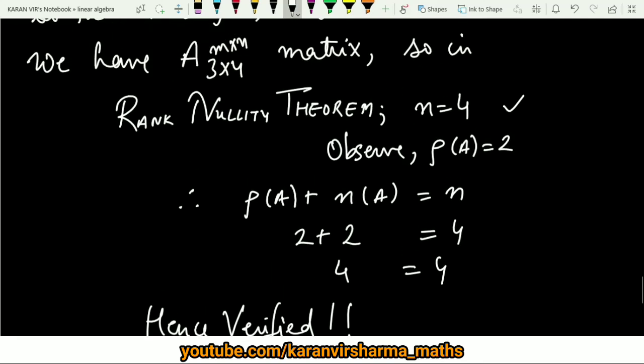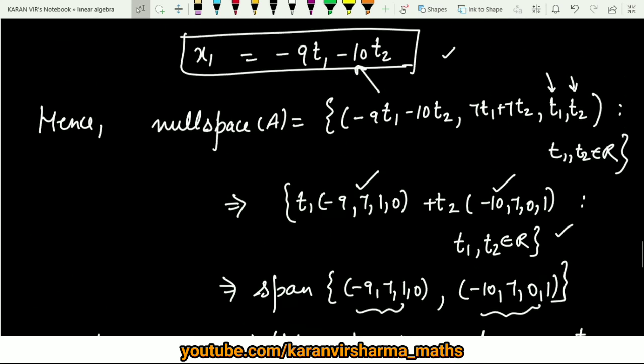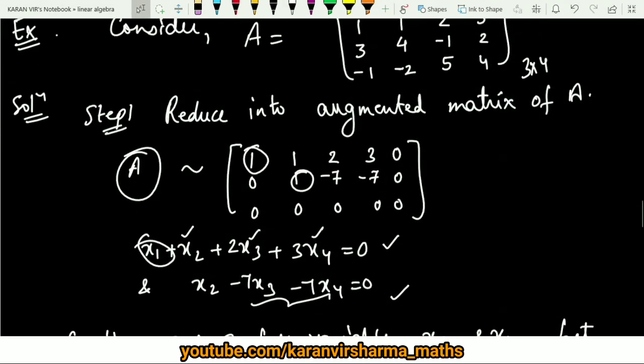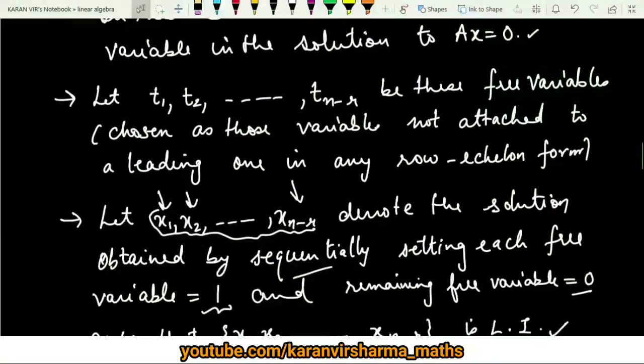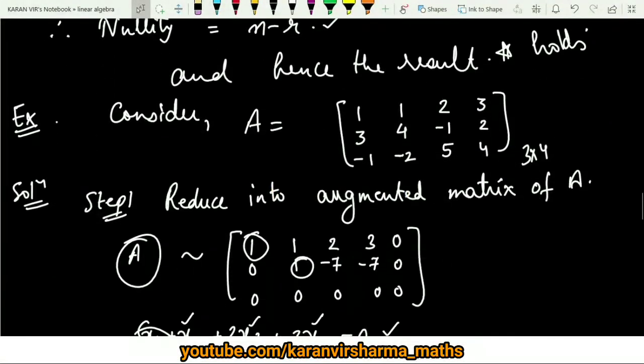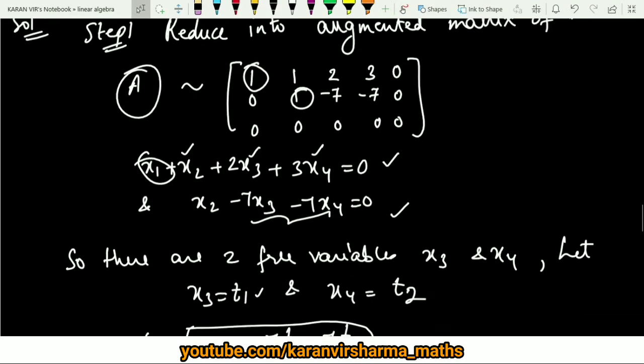So just apply the rank nullity theorem. The rank plus nullity is equal to the number of columns. The number of columns was 4. What was the rank? 2. And what was the nullity? We have already calculated that, it is 2. So the left hand side is 4 and the right hand side is also 4, and hence we have verified the rank nullity theorem. I hope you have understood this problem very clearly. We have applied all the steps which I used in the theorem in this question, so as to make it clear how this theorem works.